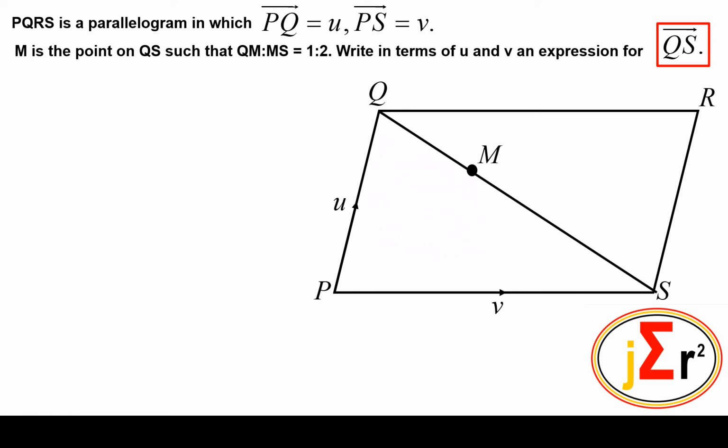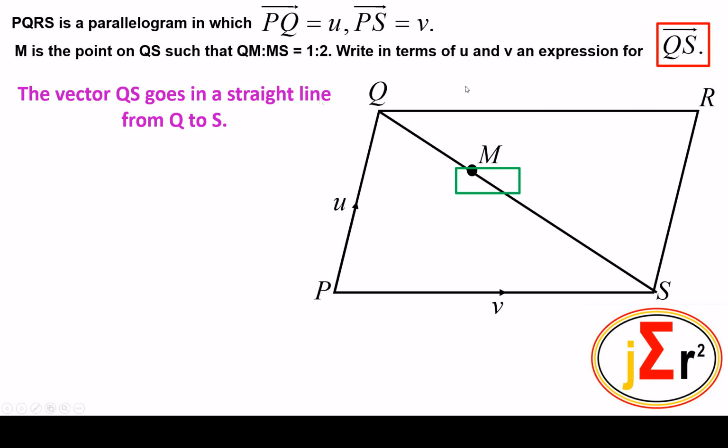We will go straight ahead and write in terms of U and V an expression for QS, which will not make use of the ratio immediately. Let's take a look at it. The vector QS goes in a straight line from Q to S. That is the vector QS. However, we need the expression in terms of U and V. Therefore, we will have to take a path that includes the vector U and V.